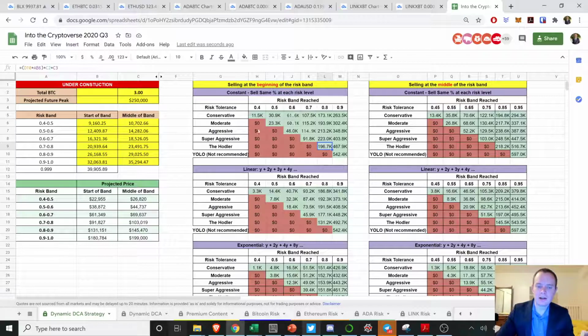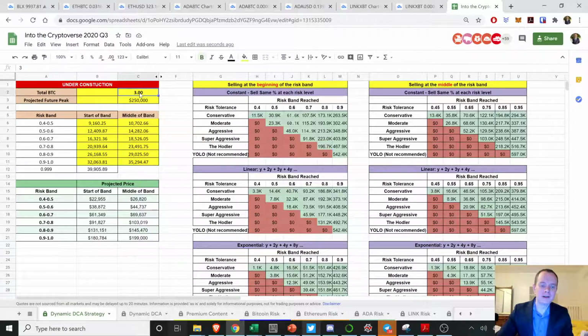Let's say that you are the hodler, and it only goes up to a 0.8 risk level. So you sell 50% of your stack, because you're selling the same percentage at each risk level. You make 196K. But if you had taken the super aggressive route, you would have made 223K, because you would have sold some at this level and some at this level, with 33.3% at each level. So if we only make it up to 0.8, you would be better off doing this strategy than this strategy. It applies to every risk strategy you can think of.